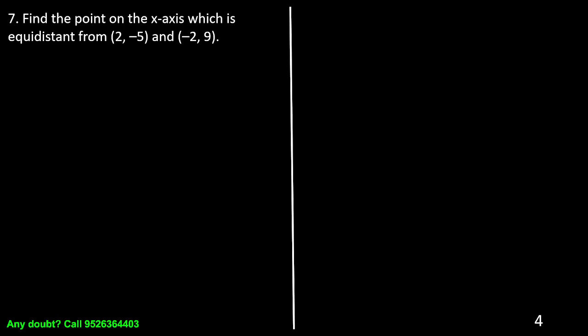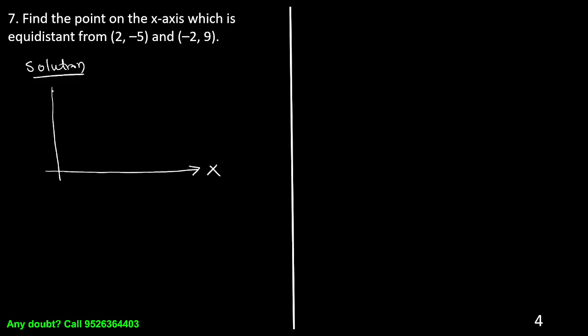Look at this question. Find the point on x-axis which is equidistant from (2, -5) and (-2, 9). We have to find a point on x-axis which is equidistant from (2, -5) and (-2, 9). You have studied the basic things. Last year you have studied about x-axis and y-axis. If you don't remember, I will explain that.